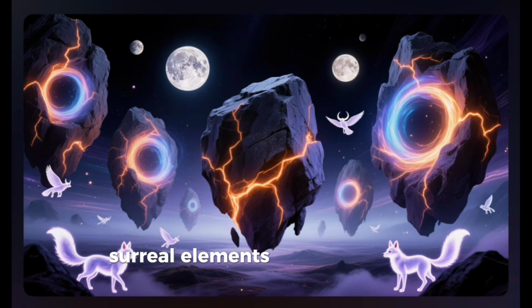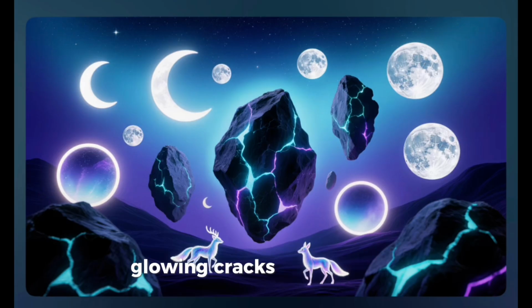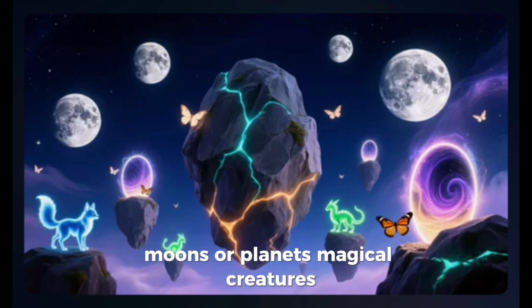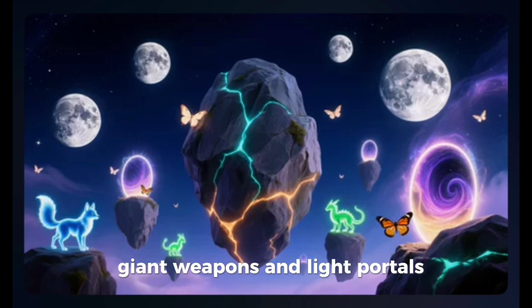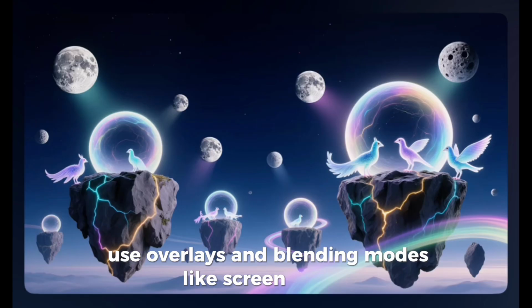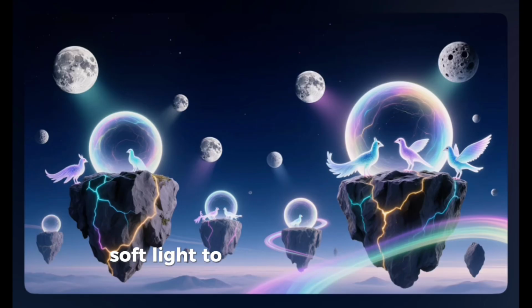3. Surreal elements. This can include floating rocks, glowing cracks in the ground, moons or planets, magical creatures, giant weapons, and light portals. Use overlays and blending modes like screen, lighten, soft light to merge them into the scene.